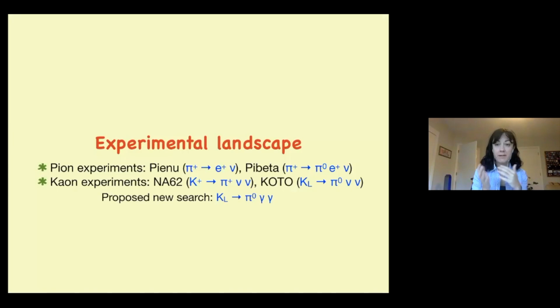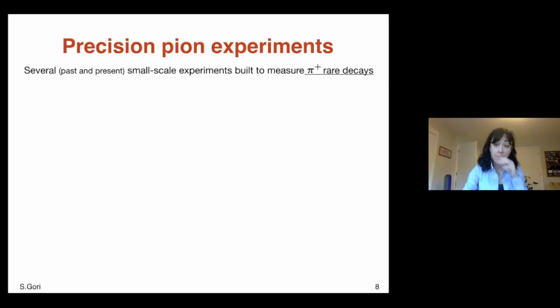So there will be two sections, obviously, one for pion experiments, the other one for Kaon experiments, and then we'll see that we have also proposed some new search for a Kaon experiment, in particular for KOTO. That is the search that I'm listing here that has not yet been performed. So let's start with pion experiments looking for pi plus rare decays.